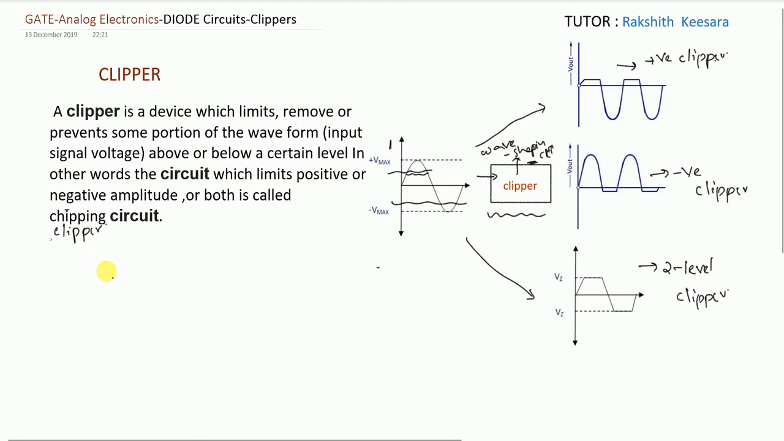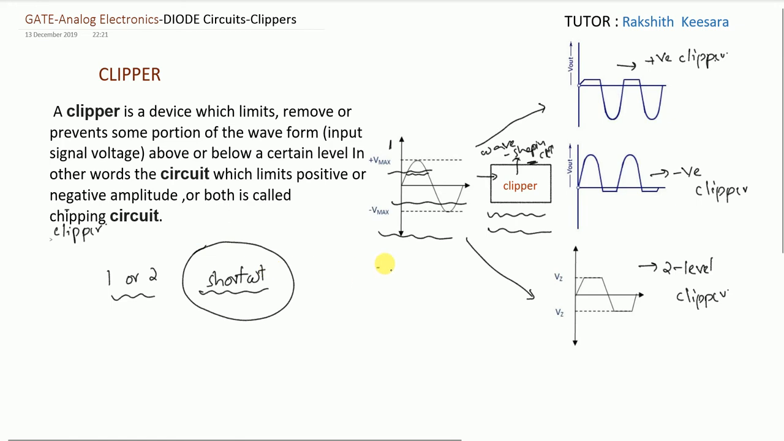So guys, here what I will do is, there are many clipper circuits. I will analyze one or two clipper circuits, and for remaining circuits I will give shortcuts. By using this shortcut you can draw any waveform by just seeing the clipper circuit and input waveform. Apply that shortcut and draw any waveform. In GATE exam you will use this shortcut. So let us proceed further.